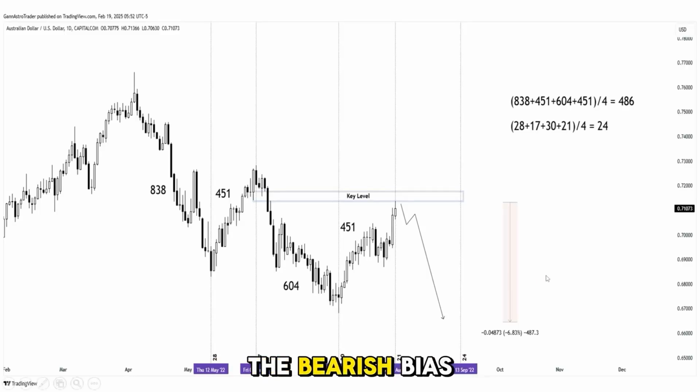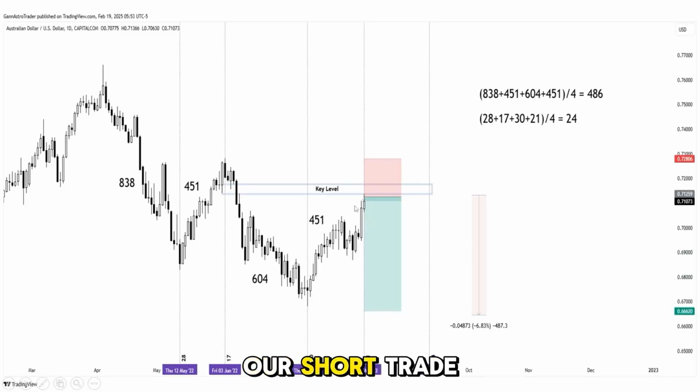Now, after confirming the bearish bias, we will place our short trade at the key level based on our analysis. With an expected move of 586 pips within 19 bars, we will set our stop loss above a significant high to protect against invalidation and aim for the projected price target. Now, we let the market unfold and monitor price action closely. If the pattern holds, we should see the price moving in our favor within the expected time frame.